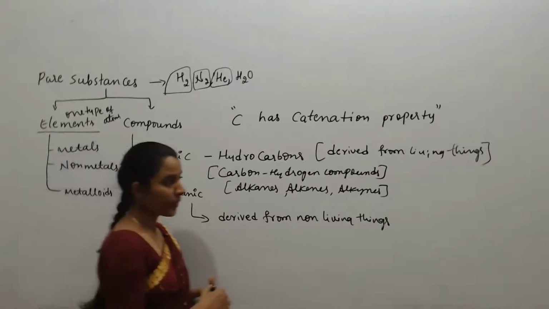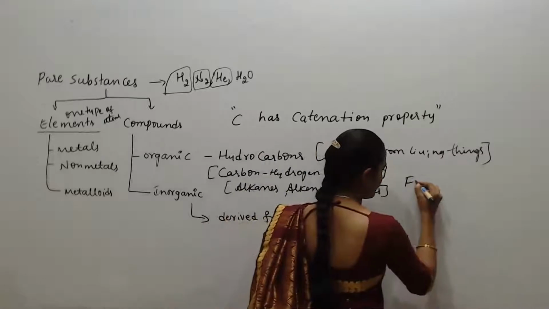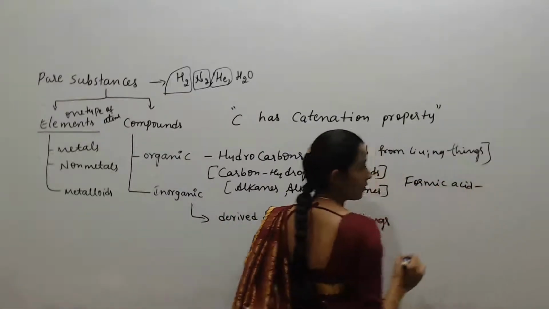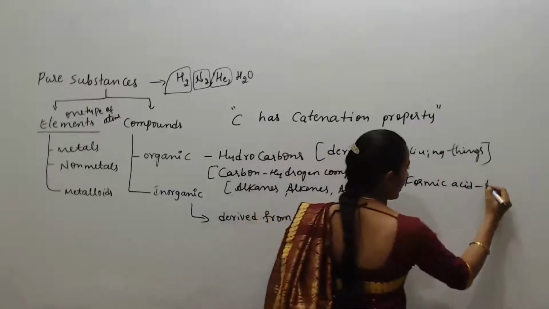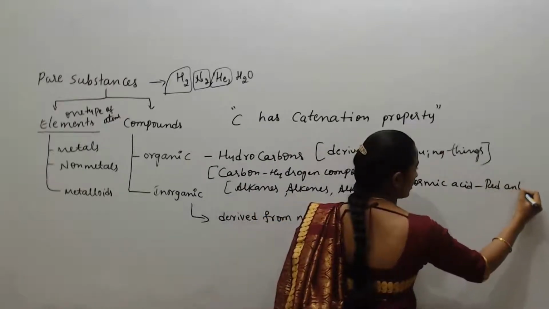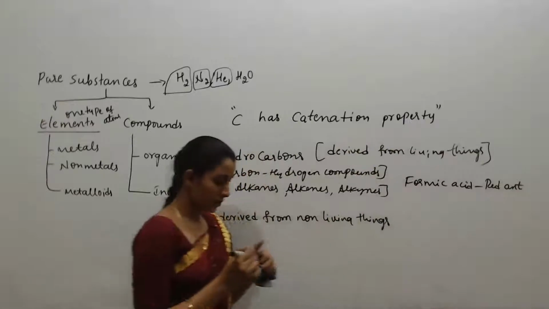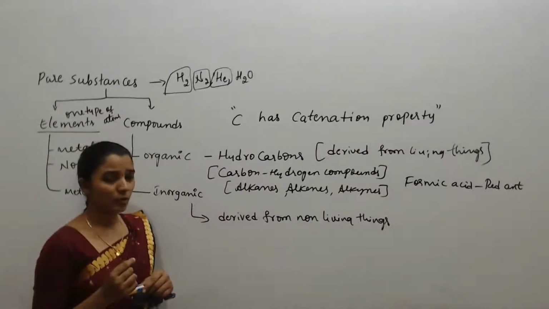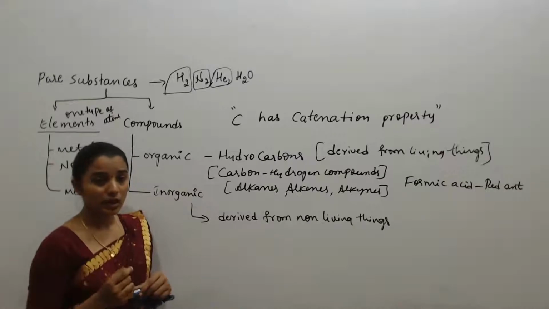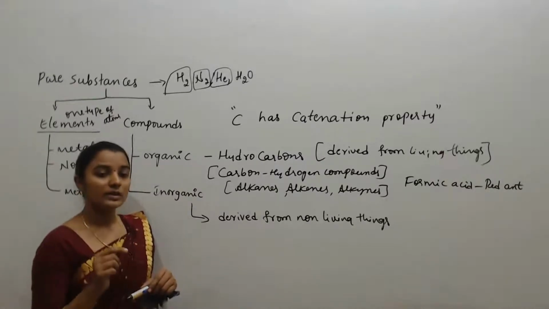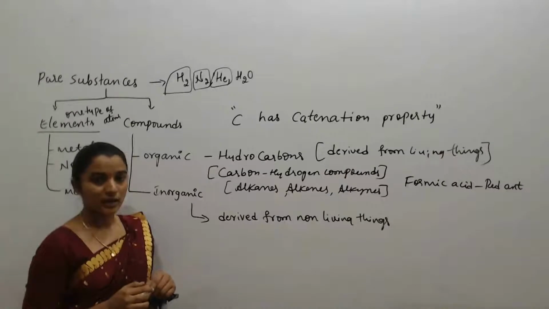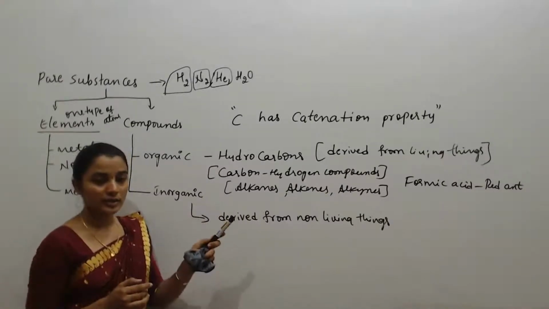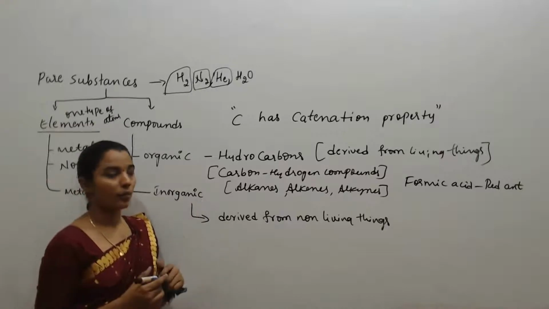For example, formic acid is there. Formic acid is derived from what? Red ant. So if a red ant bites us, we will feel what? Some amount of burning sensation. Okay. So that is because of what? Presence of the formic acid. So formic acid is derived from red ants. So formic acid is an organic compound.